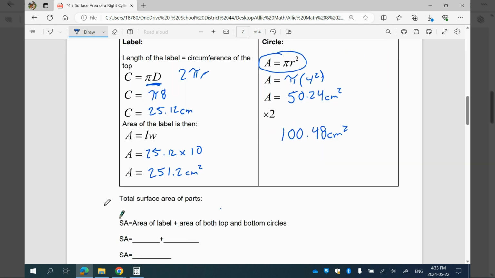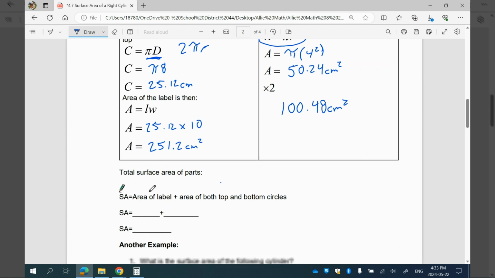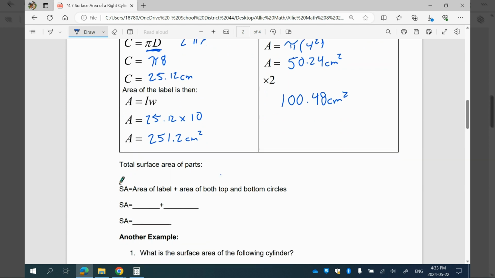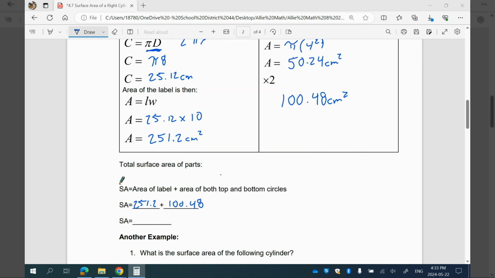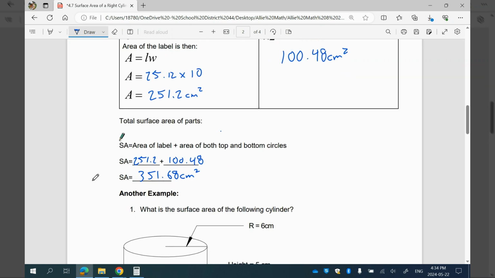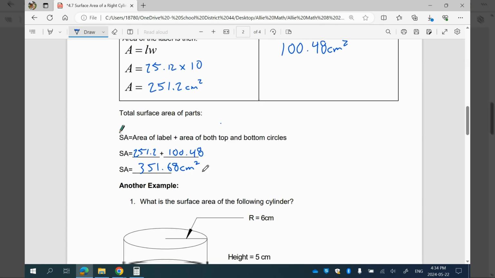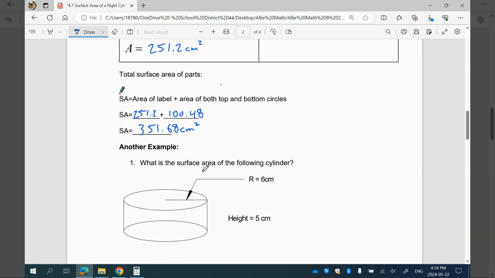And now we have the last step, the total surface area of the parts. So the surface area of the label, 251.2, plus the surface area of the bottom and the top circle, 100.48. Let's add those together. 100.48 plus 251.2 equals 351.68, and that's centimeters squared. Remember, it's a two-dimensional object. That's why it's got the little 2 there. It's squared, 2 dimensions. And there we go.